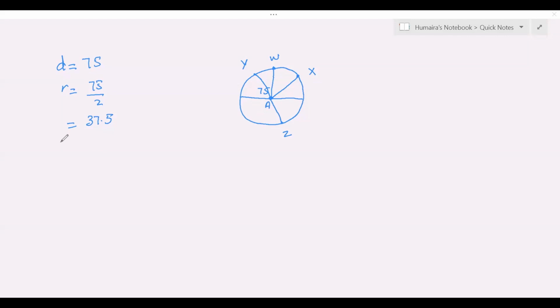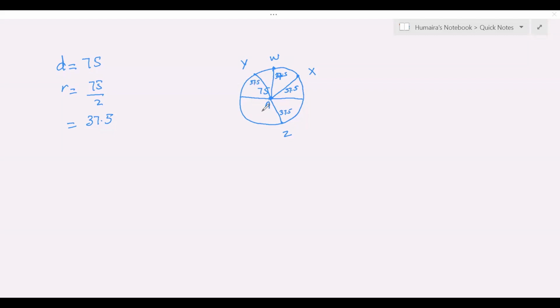So then wouldn't the answer just be 37.5 times 4? In order to find AW, this is just one. Yeah, but wouldn't the other ones be the same also? Yeah, exactly. Because all are showing the radius. This would be 37.5, this would be 37.5, this one would also be 37.5, and this is also 37.5.